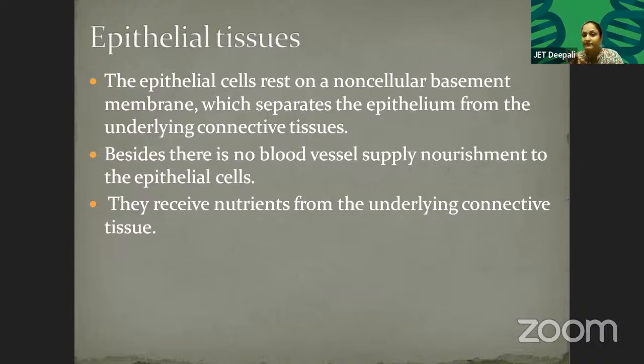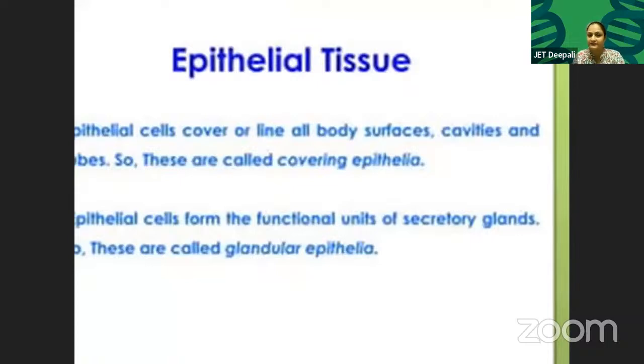Besides, there is no blood vessel in epithelial cells. So from where do they get nourishment? They get nourishment from underlying connective tissues. Blood provides nourishment.